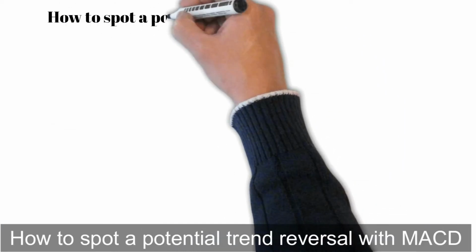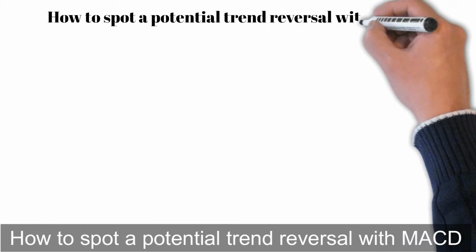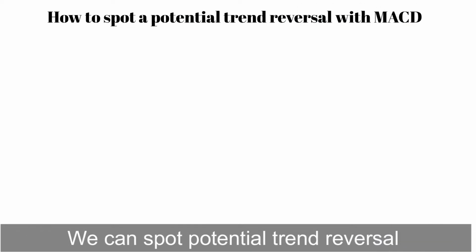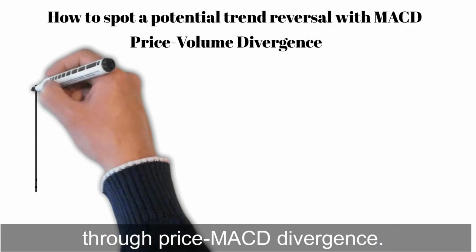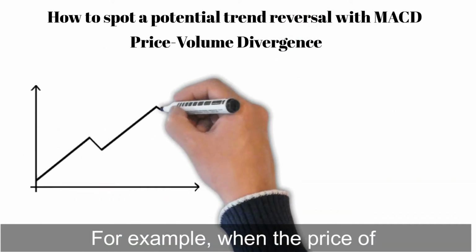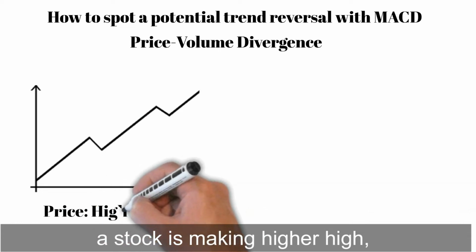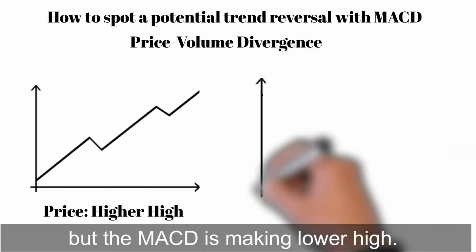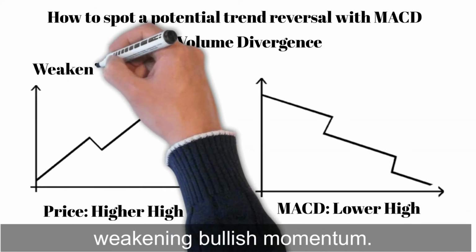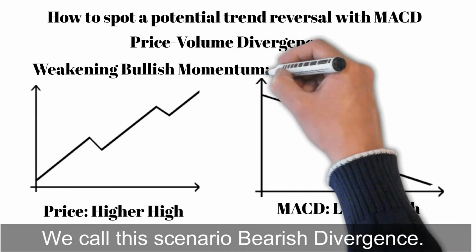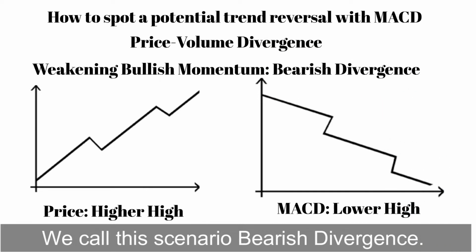Part 3. How to spot a potential trend reversal with MACD? We can spot potential trend reversal through price MACD divergence. For example, when the price of a stock is making a higher high, but the MACD is making a lower high, it is an indication of weakening bullish momentum. We call this scenario bearish divergence.